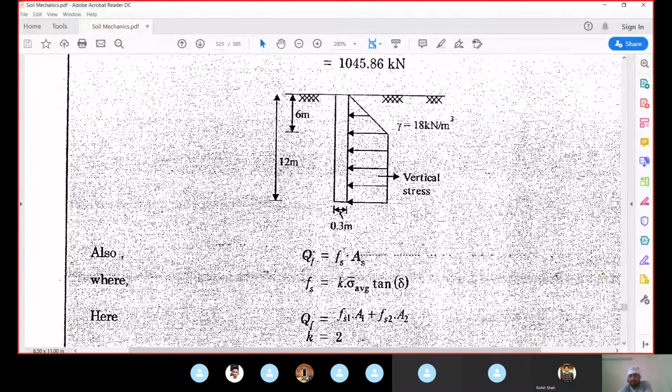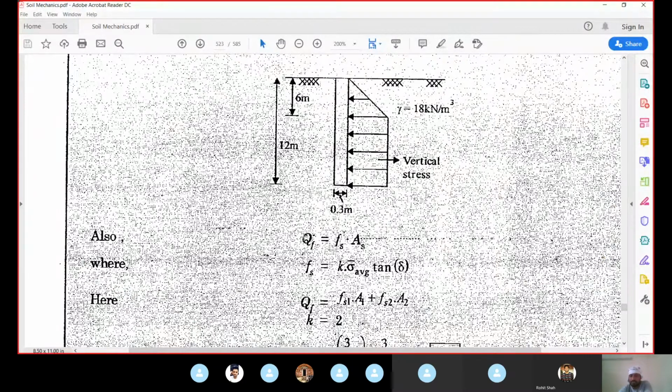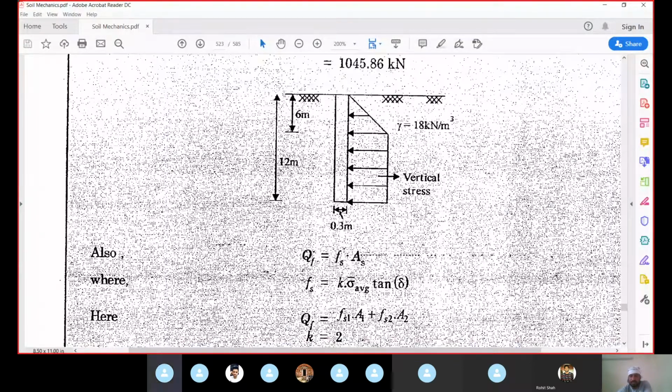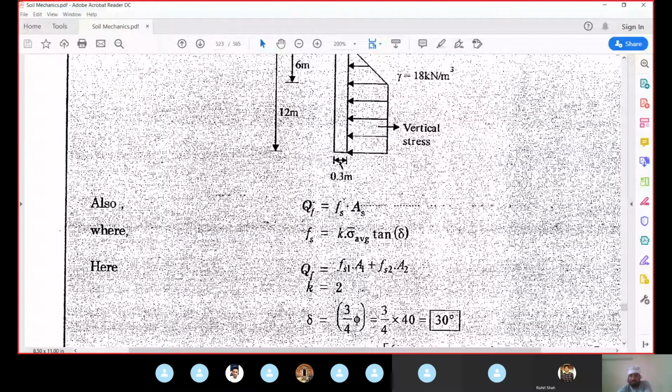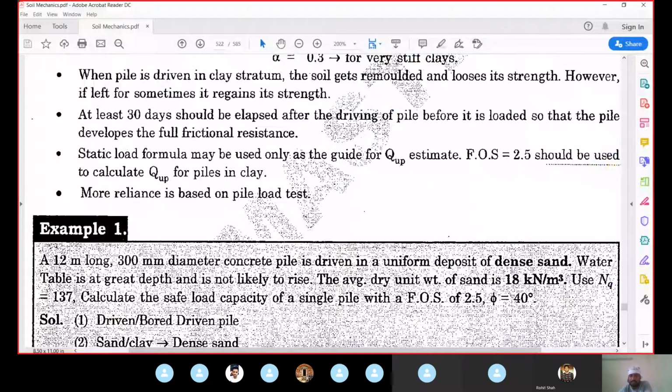Now the calculation is done for the skin friction, QF. The skin friction is equal to fs multiplied by the surface area of the pile. In case of cohesionless soil, this fs is given by the formula K into sigma average into tan delta. Now this skin friction is also divided into two parts: one till 6 meter and then the remaining 6 meter. That is why it is given as fs1 into A1 plus fs2 into A2. K is equal to 2. Why have we taken K equal to 2? Just because this is for dense sand and a concrete pile.